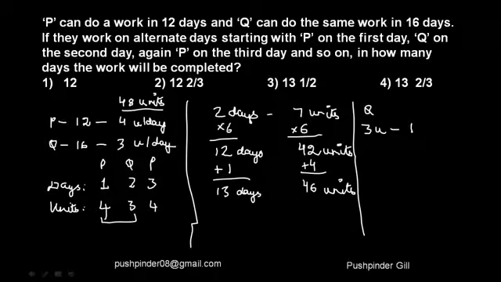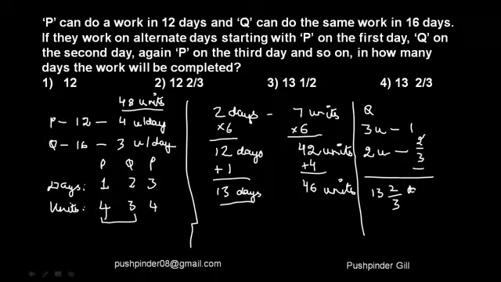So how many units do we require? We need to finish 48 units and we have already finished 46 units. We just require 2 units, which will take, if you apply unitary method, 2 by 3 days, right? Which is going to take just 2 by 3 days. So our answer comes out to be 13 days here and 2 by 3 days here. So our answer is equal to 13 2 by 3 days.